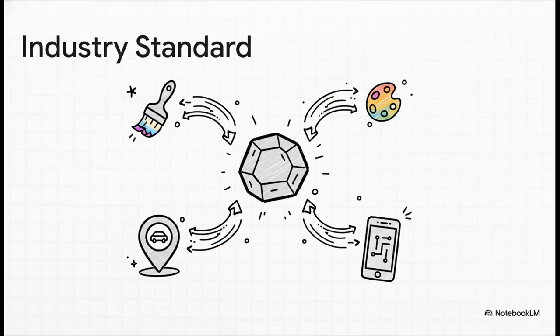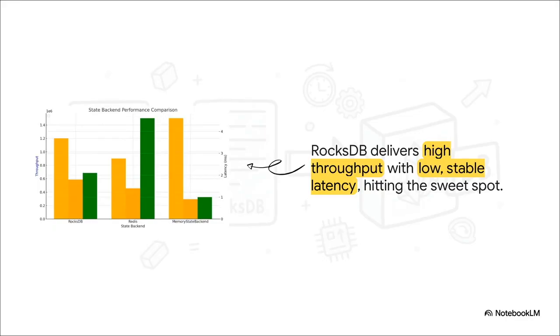And look, it's not just Databricks, not by a long shot. This has basically become the industry standard for anyone doing serious streaming at scale. Companies like Adobe, Uber, Apple, they all depend on RocksDB to handle the massive state their real-time systems need. So when you put RocksDB head-to-head with other options, it just finds that perfect sweet spot. As you can see right here, it gives you the kind of high throughput you'd expect from a fully in-memory solution, but it also gives you the low, stable latency and the durability that you absolutely need for production.